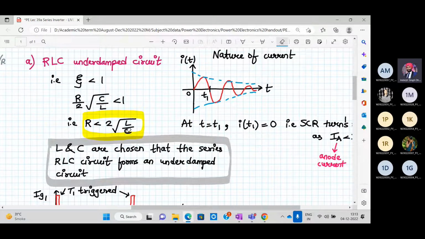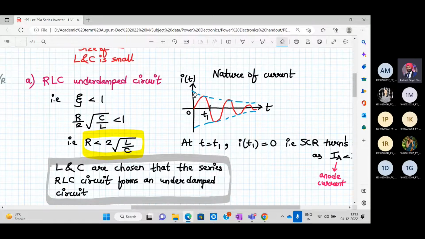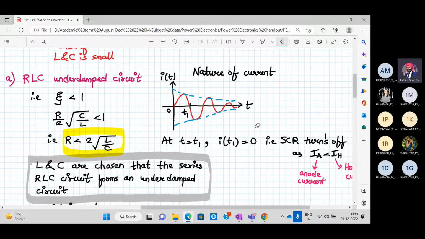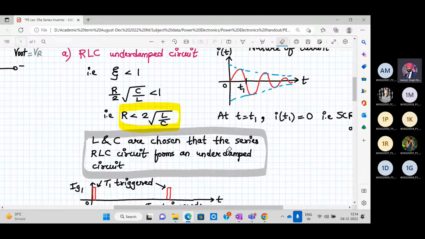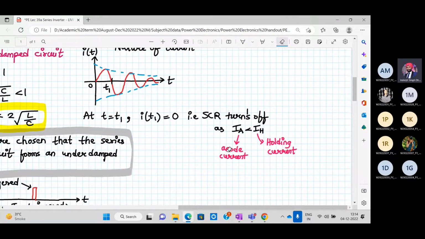That's what we have studied in underdamped systems. You know there are three types of system: critically damped, underdamped, overdamped. So when it is an underdamped system, this will be the nature of current flow. The amplitude of the current will keep on diminishing. So your L and C are chosen in such a manner that the series RLC circuit forms an underdamped circuit. Is this clear?